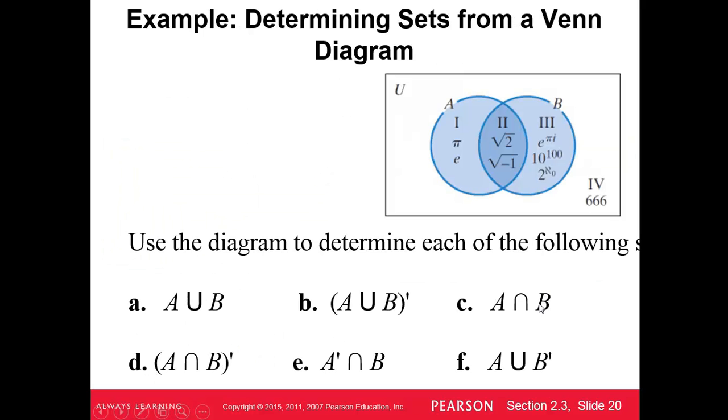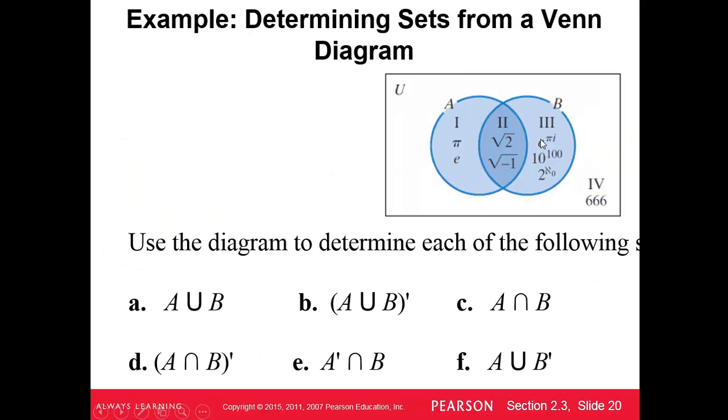A intersect B. Where do they overlap? Region 2. Square root of 2, square root of negative 1. Which, by the way, for those of you that have had higher mathematics, is i, or what we call a complex number. A intersect B complement, letter D.